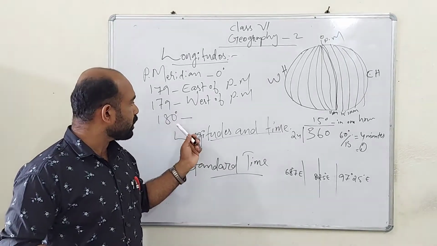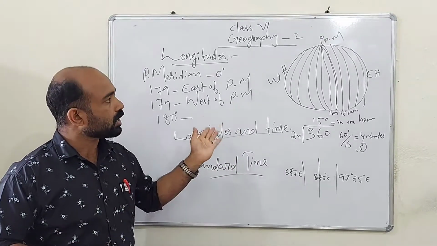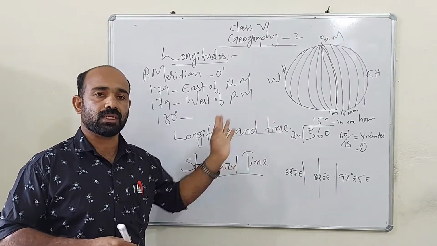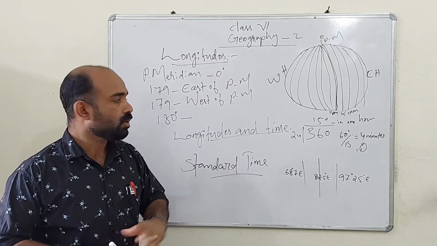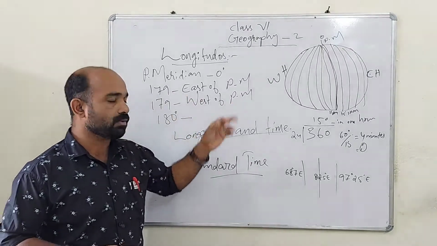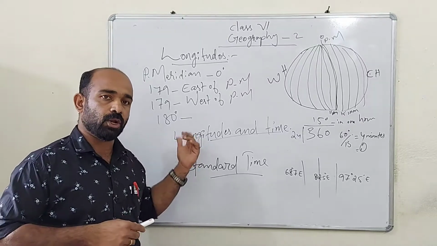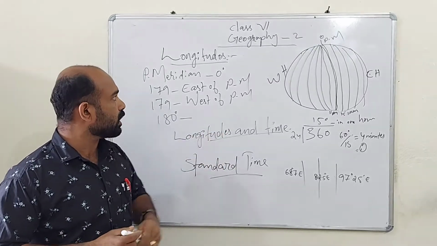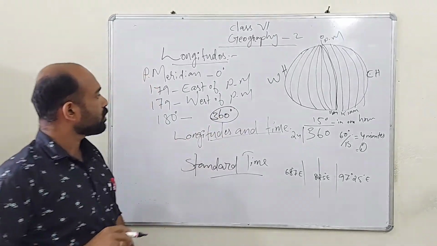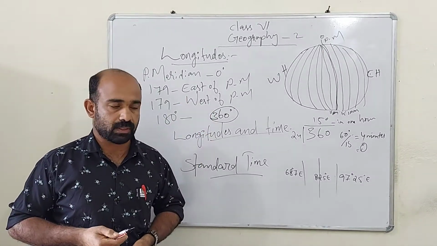The 180 degree longitude and the prime meridian are both common to the eastern and western hemispheres. So there are 179 longitudes in the east of the prime meridian, 179 longitudes in the west of the prime meridian, and including the prime meridian and the 180 degree longitude, there are altogether 360 longitudes. These are the longitudes. They are semicircles connecting pole to pole.